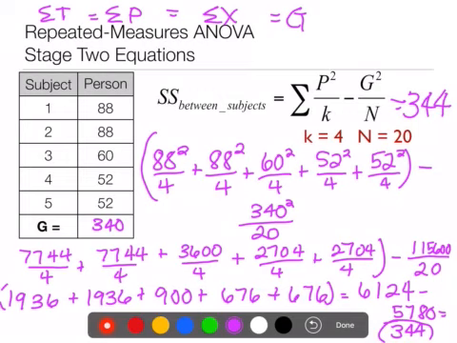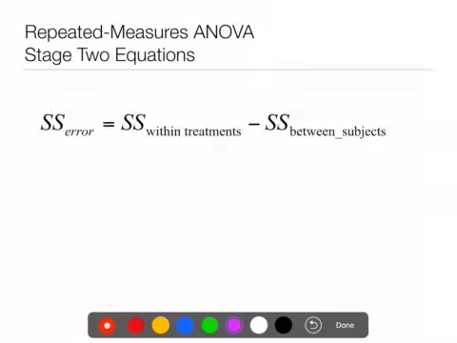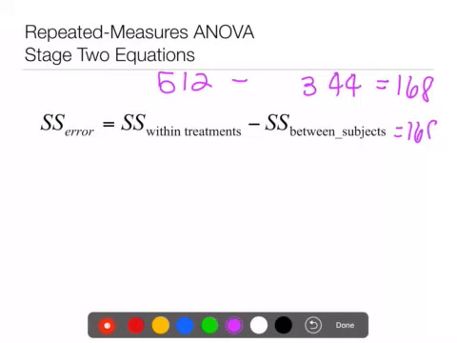Now that is the bulk of the math that you have to do for this second step. After this, it really becomes rather easy. So now we know, because we just calculated it, that our sums of squared between subjects is equal to 344. Our sums of squared within treatments we were given earlier is equal to 510. If we subtract those two, we get 168. So our sums of squared error is equal to 168. And this is what we'll use going on to calculate our ANOVA.